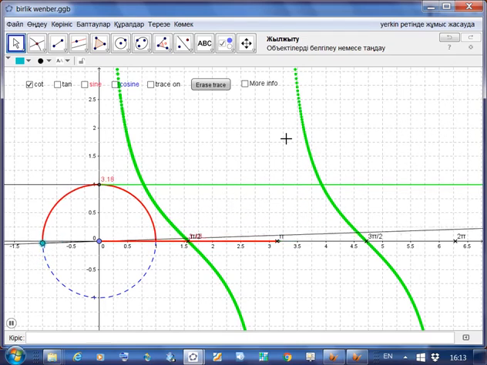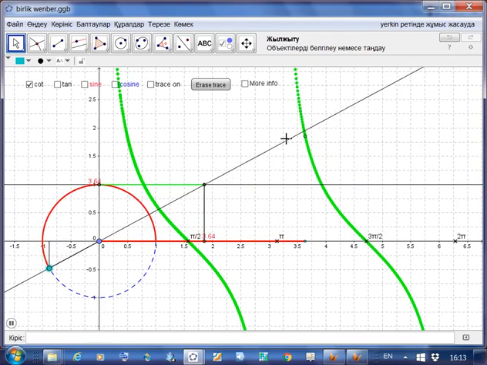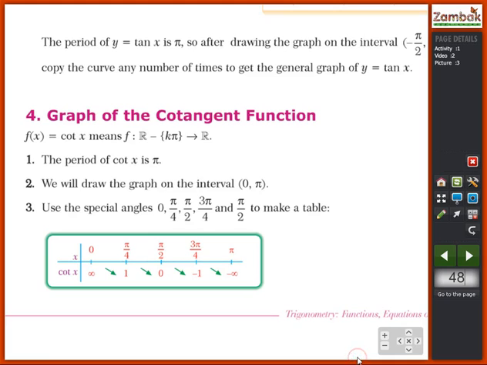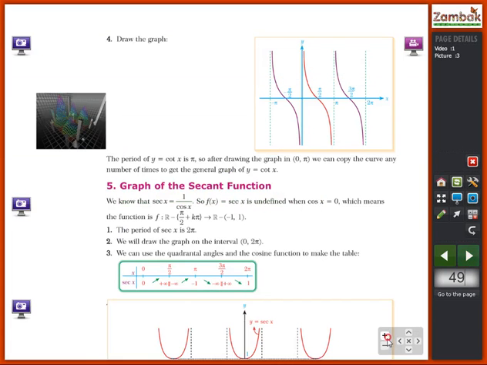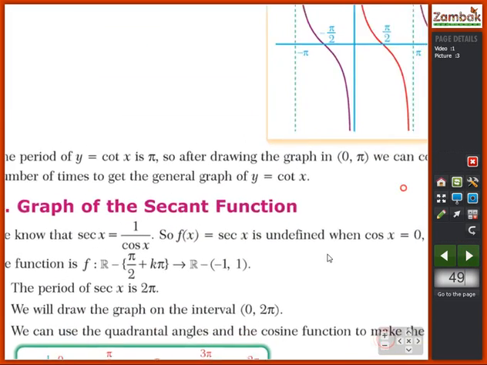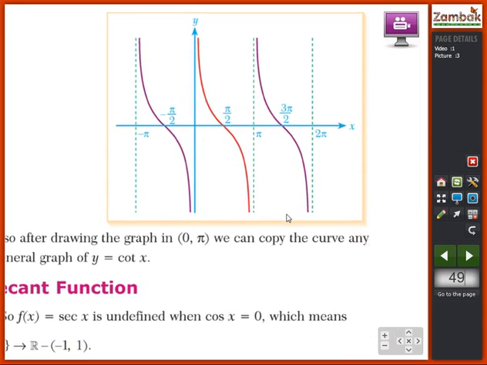Okay. Now we can open our book. Here is the graph of the cotangent function. As you see, the y-axis, the vertical line which passes through pi, and 2 pi are the asymptotes of the cotangent function.